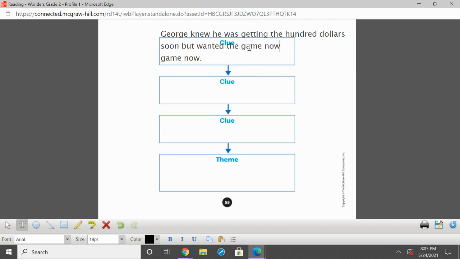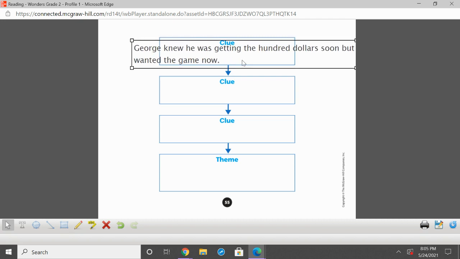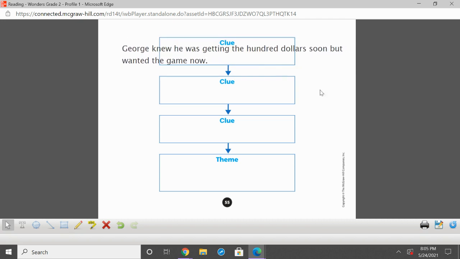I'll fix this so that we can fit better. George knew he was getting the $100 soon, but he wanted the game now. He knew, or he assumed, right, that his aunt usually sent him the money. So he figured that he wanted the game now. He wasn't going to wait, right? And he knew that he was getting the $100 soon. So go ahead. If you need to pause me and write that in clue 1, go ahead.